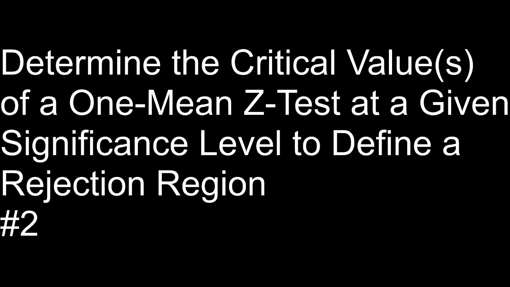This video is on the objective: determine the critical value or values of a one-mean z-test at a given significance level to define a rejection region. This is number 2, the second video on this objective that I've worked on with you. So I'm just going to get right into it, and it won't take as long as the first one, where I did a little more explaining.